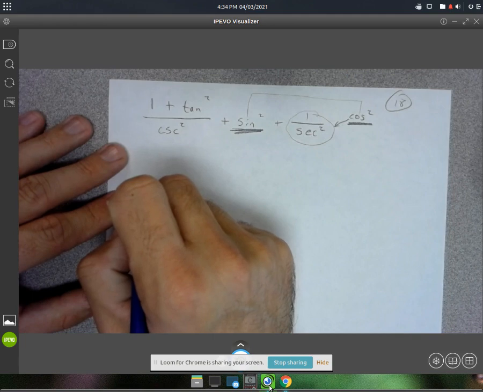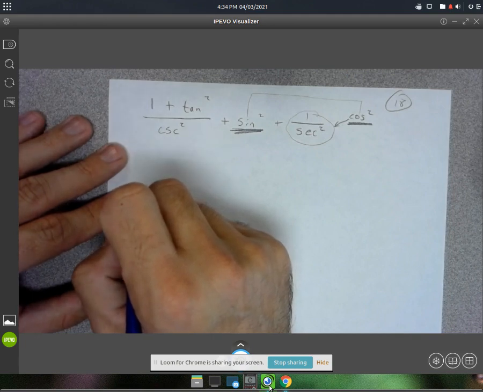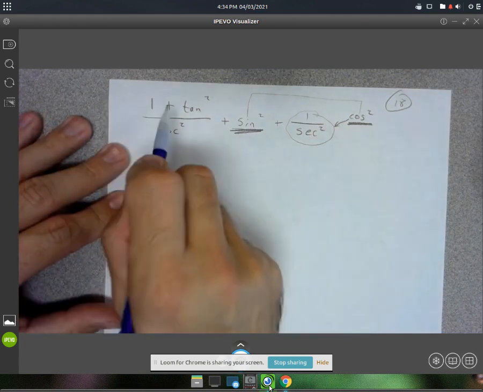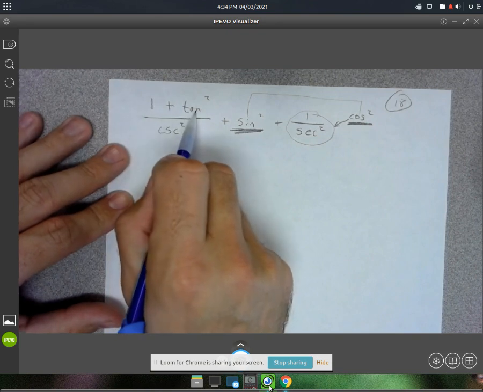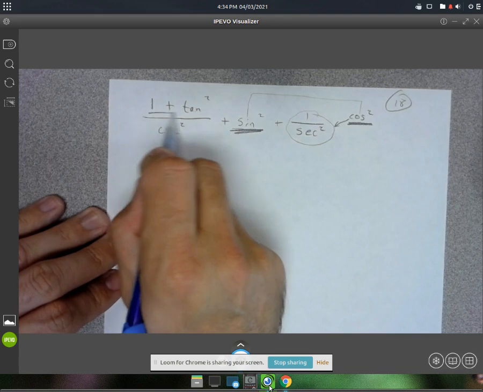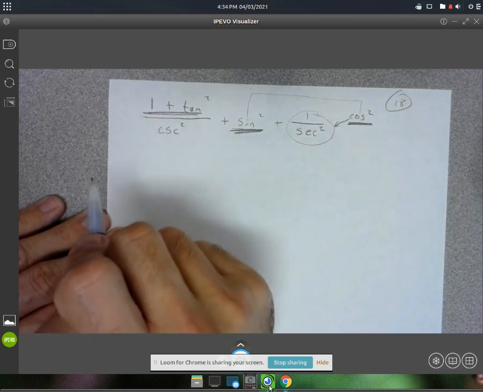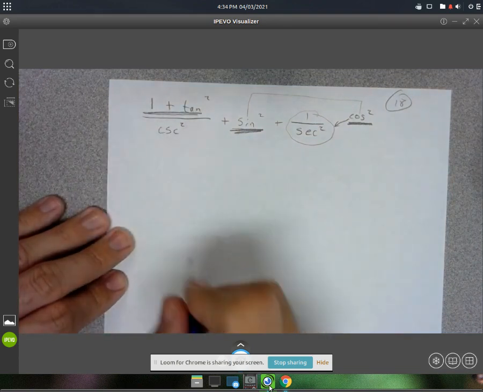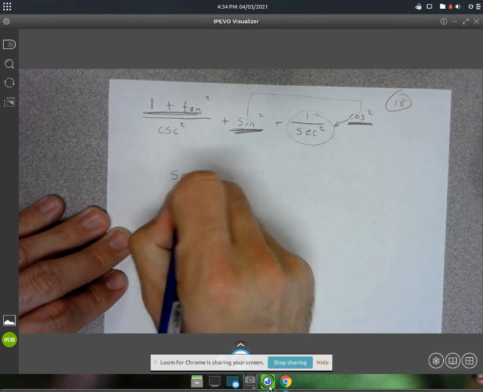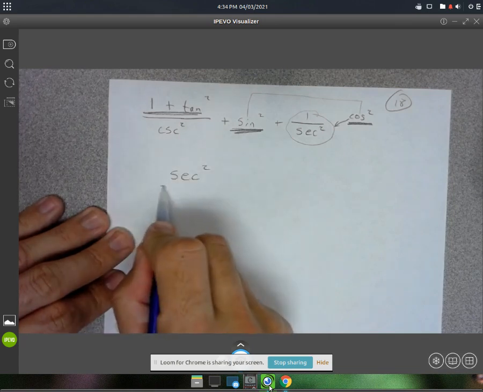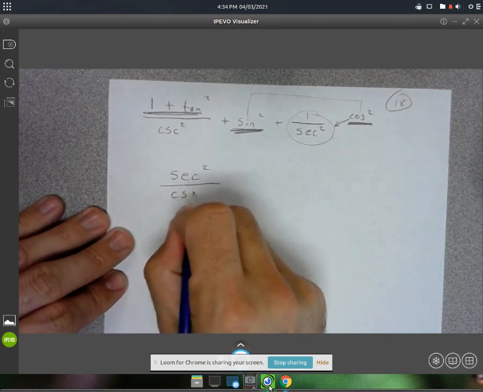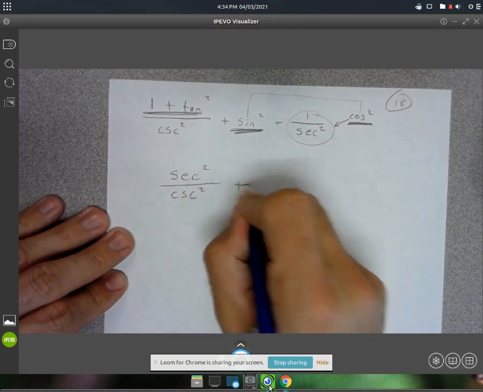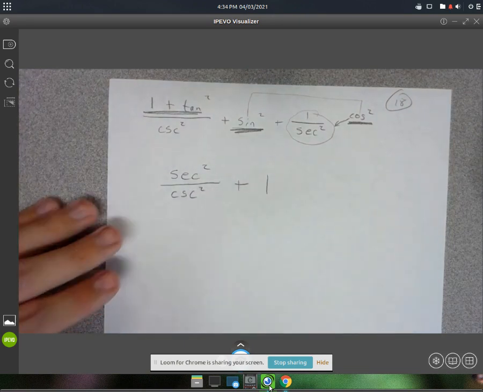What else did I do? That was equal to 1. And then 1 plus tangent squared, that one was equal to, its trig identity was secant. Yep, that's equal to secant squared. All right, so I got secant squared over cosecant squared plus 1 so far.